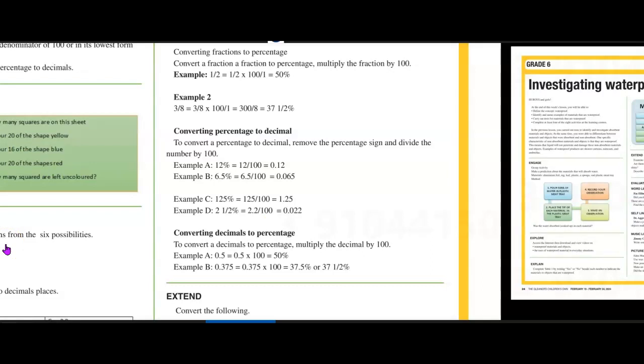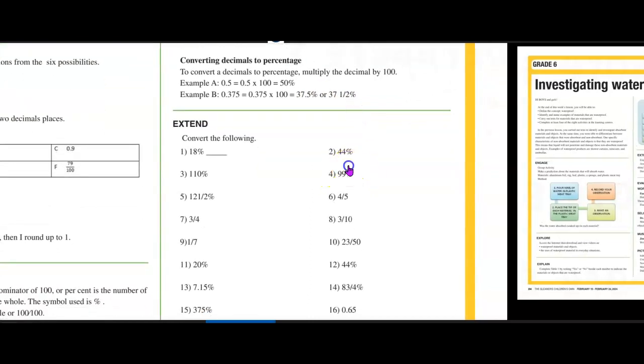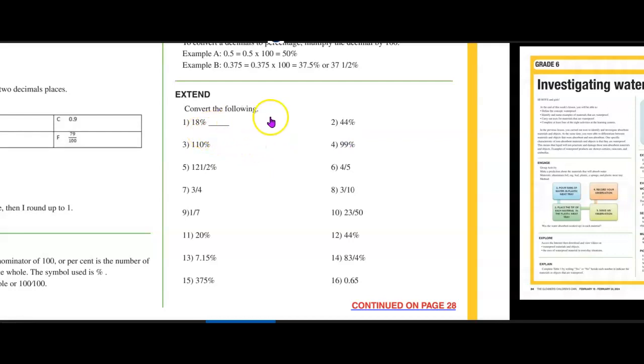Converting decimals to percentages now. To convert a decimal to a percentage, multiply the decimal by 100. So here's example A, 0.5. We multiply that by 100, and we'll get 50%. Example B, we have 0.375. We multiply that by 100, and we get 37.5, or 37.5%.